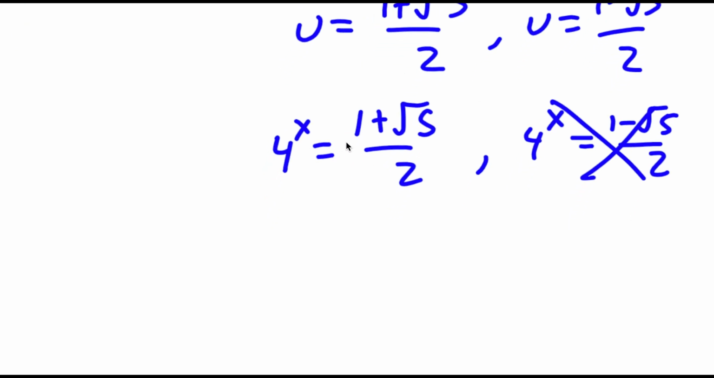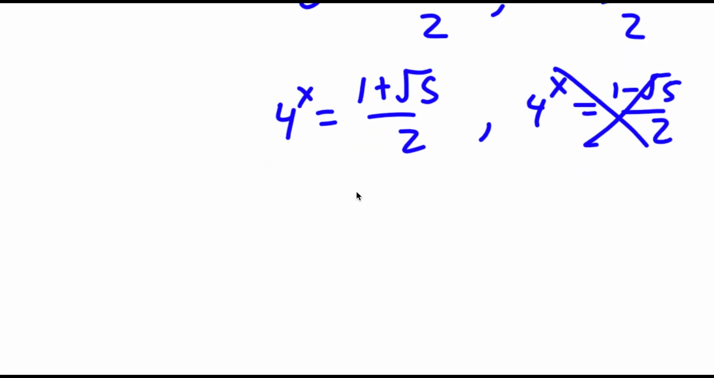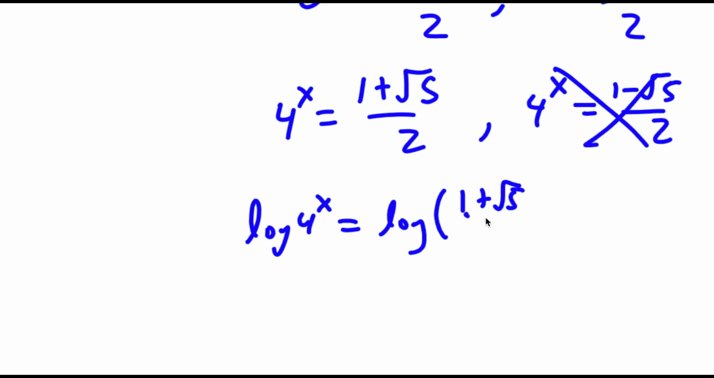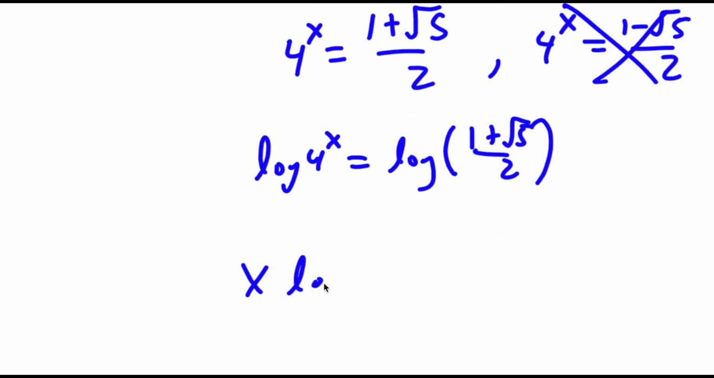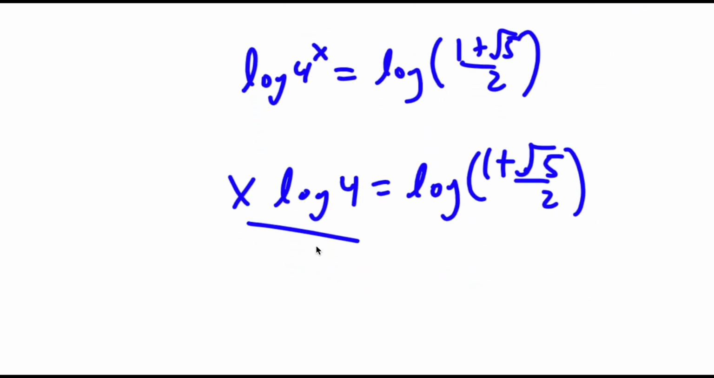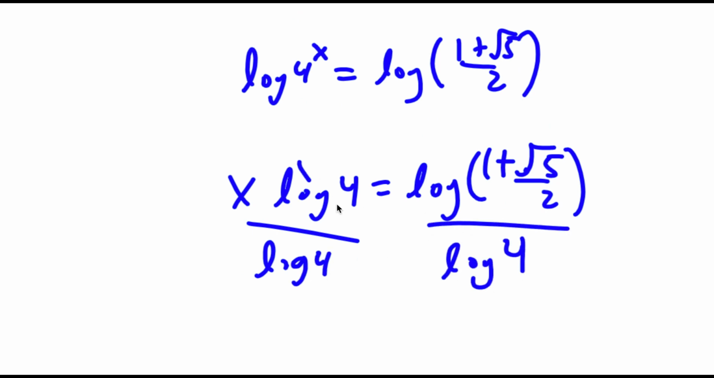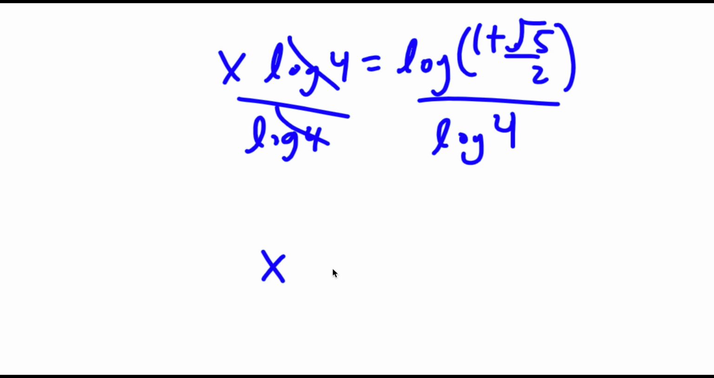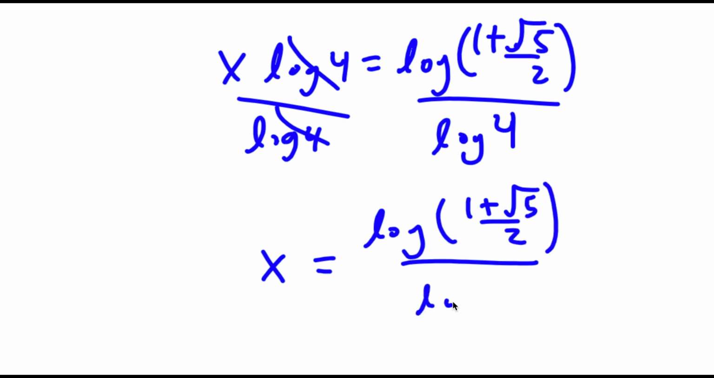So I am left with 4 to the power of x is equal to 1 plus the square root of 5 over 2. And to solve this, I'm going to take the log on both sides. So now I have x times log 4 is equal to log of 1 plus the square root of 5 over 2. Now if I divide both sides by log 4, these two cancel out, and I get x is equal to log of 1 plus the square root of 5 over 2, over log 4.